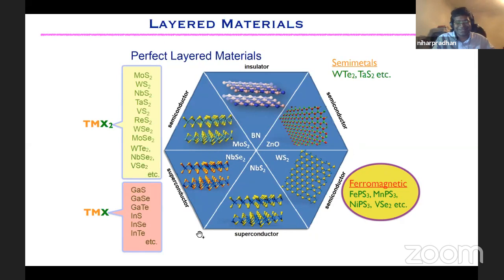Some of the materials were recently discovered. A few of them behave like superconductors at low temperature. And recently some materials have also been discovered in single atomic layer form that show ferromagnetic nature. So if we manipulate the electronic, magnetic, and optical properties of these materials from a single atomic layer to a few atomic layers, then there are many opportunities that we can use for future optoelectronic devices.